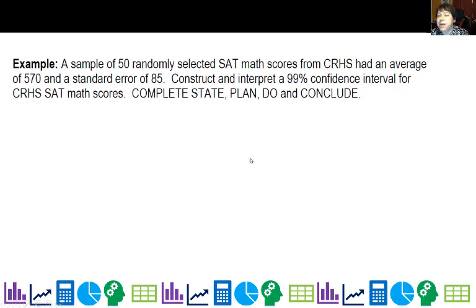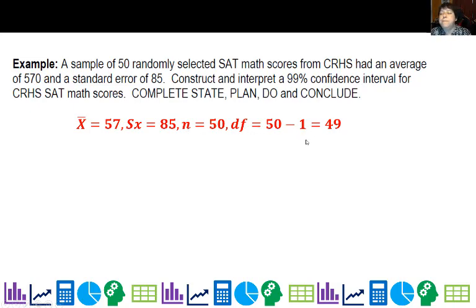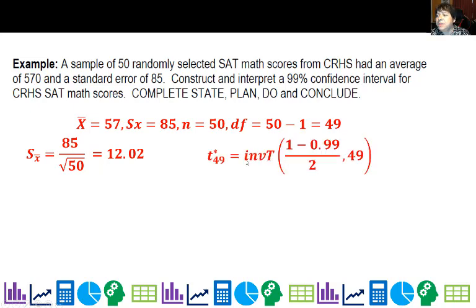Now let's go ahead and do the calculations. So here's the information given to me. I went ahead and calculated the degrees of freedom, which is 49, not too hard to calculate. And I can calculate my standard error for the mean. And I can also do my critical value, inverse T. Since I want a 99% confidence interval, I subtract that, divide by 2, because that's a piece on both ends, and put in 49 for the degrees of freedom. And I get negative 2.680.